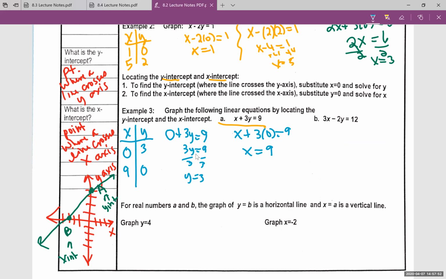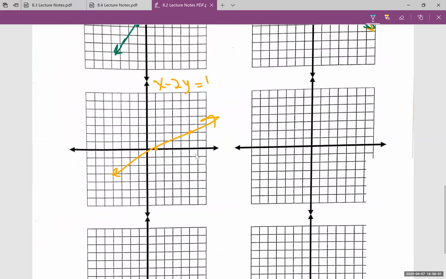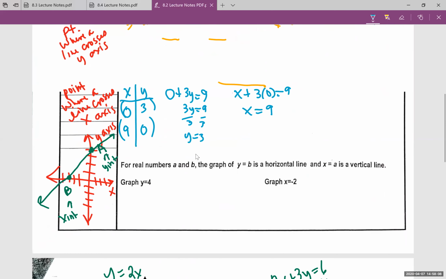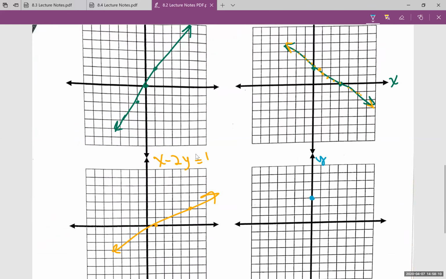That's really all there is to it. We have our x-intercept and we have our y-intercept. So let's go ahead and graph this. It was 0, 3. That's the y-intercept because that's where it crosses the y-axis. And then we have 9, 0.